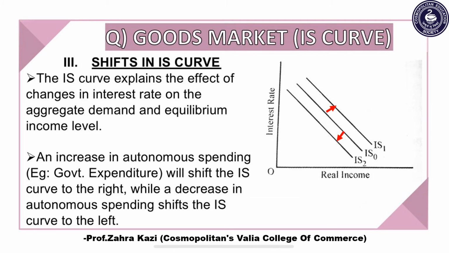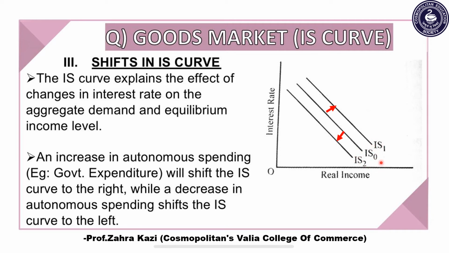The third part under goods market, that is the IS curve, is about the shifts in the IS curve. As we have already understood in the last part, the IS curve explains the effect of changes in interest rate on the aggregate demand as well as on the income level. Further, in the diagram, always remember students, whenever there is an increase in autonomous spending, meaning government spending or government expenditure, it will shift the IS curve.